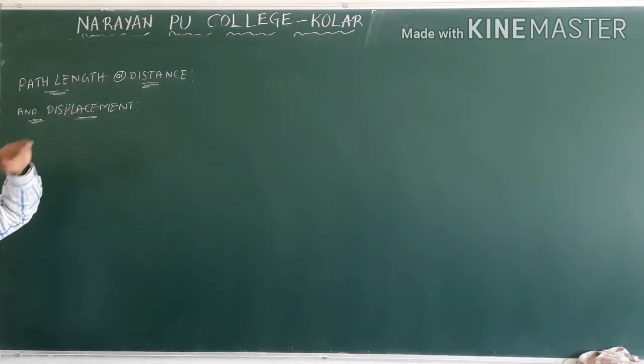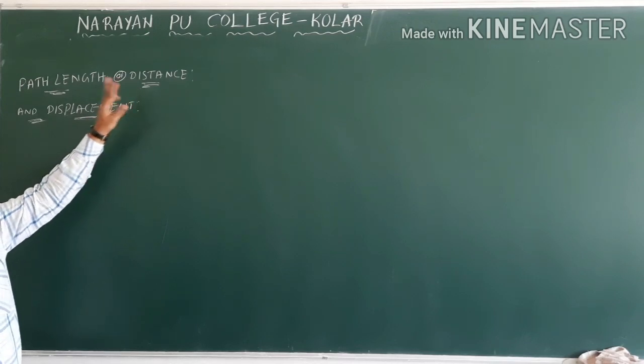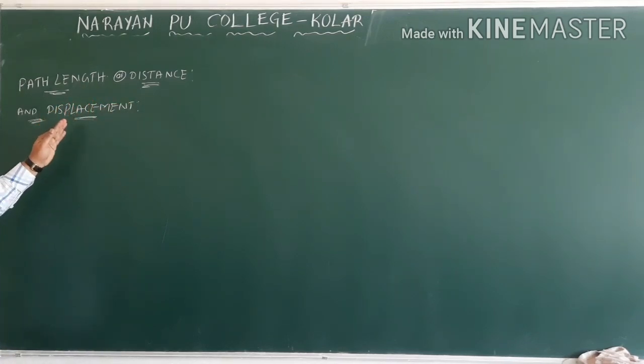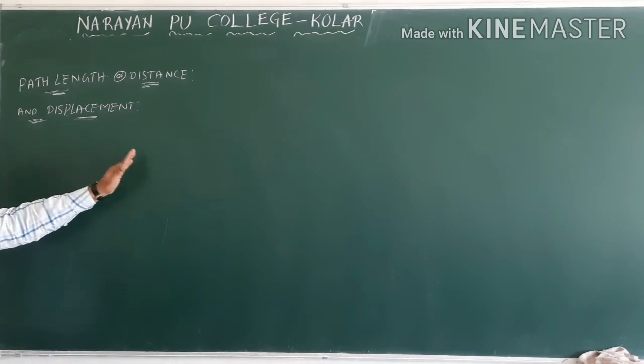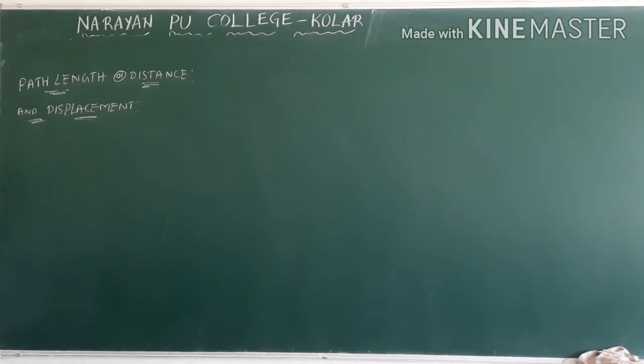Path length. You moved from home to college. Home to college means you cover some amount of length. Length will be there from your home to college. That is what we call path length or distance. The total path covered by the object from initial point to final point. This is the general definition of the distance or path length.